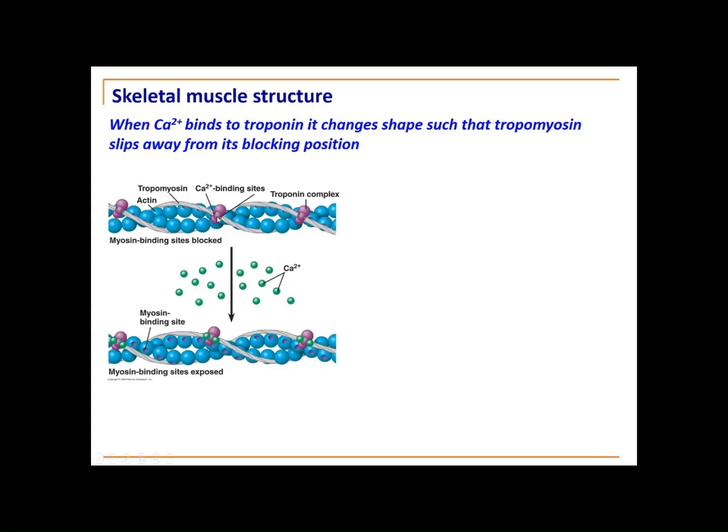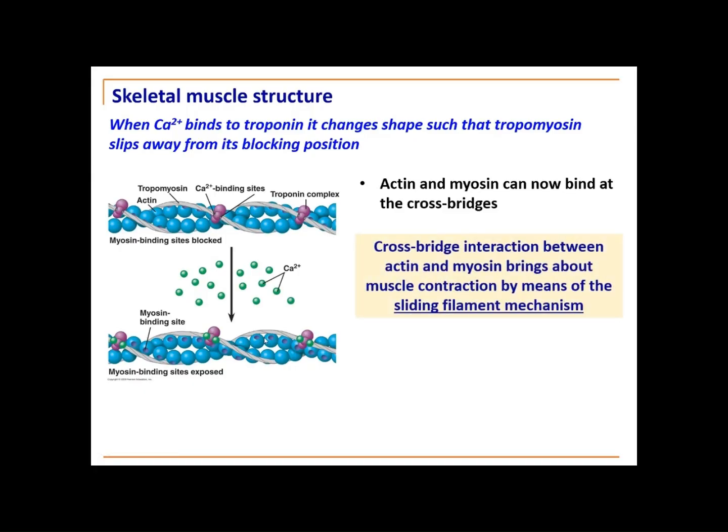But in the end, it triggers calcium release into the cytoplasm of the muscle cell, and that calcium can go on to bind the troponin calcium binding site, which can then obviously help to move the tropomyosin away. So when that tropomyosin has moved, you then open up these myosin binding sites, and actin and myosin can bind at the cross-bridge sites. And that's what's shown here. Calcium comes in, binds to the troponin complex, and now we've got these nice little myosin binding sites that are nice and open, so we can bind to that myosin cross-bridge. So the cross-bridge interaction between actin and myosin brings about muscle contraction by means of what is commonly thought of as the sliding filament mechanism.